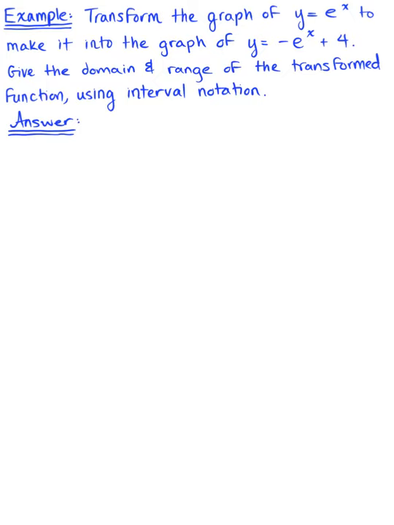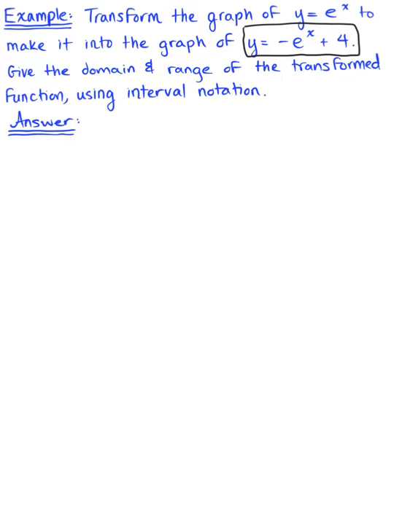Transform the graph of y equals the natural exponential raised to the x to make it into the graph of y is equal to minus the natural exponential raised to the x plus 4. Then give the domain and range of this transformed function using interval notation.